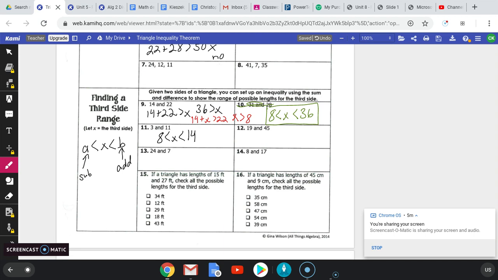Let's just do another one. Number 13, 24 and 7. Well, if I subtract them, I get 17. And if I add them, I get 31. So that, ladies and gentlemen, is how you can determine if 3 lengths can form a triangle and how you can figure out what the possible range is of your third side.